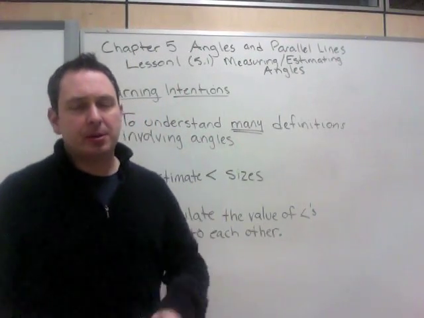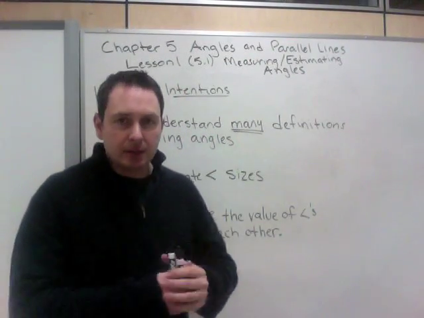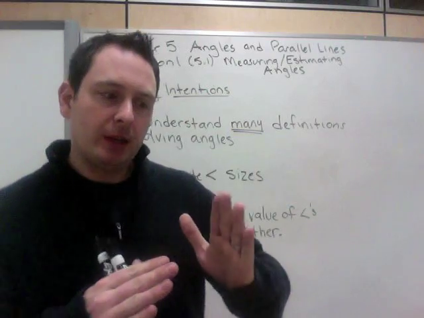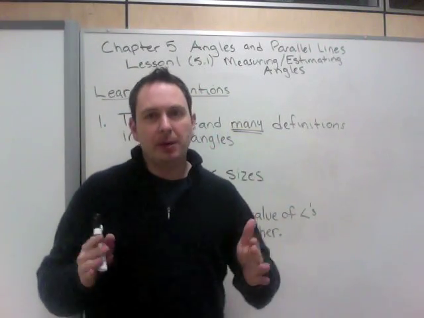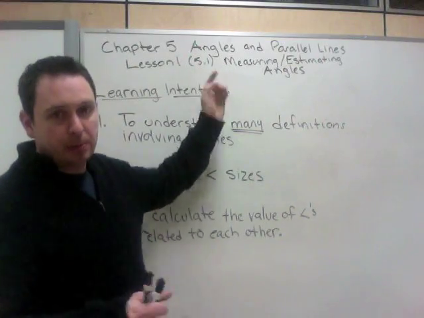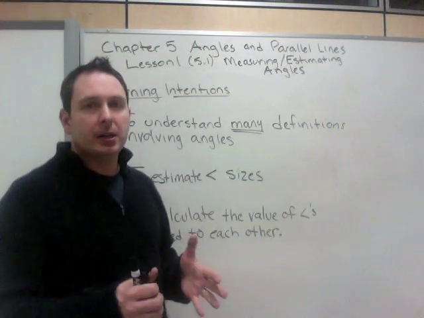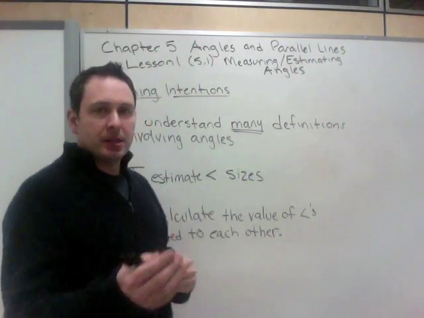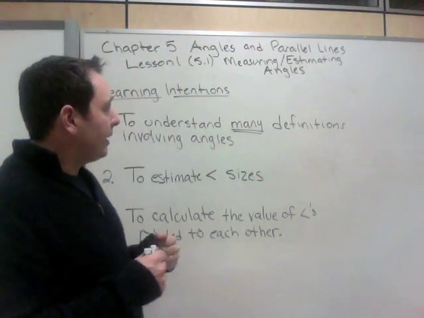Okay, so we're starting a new chapter, and chapter 5 involves angles and parallel lines and what happens when you have parallel lines and lines crossing them and making more angles. Lesson 5.1, or lesson 1, which is 5.1 in your book, if you want to follow along, take a look at some of their examples. Between my examples, their examples, hope you can make sense of all this.